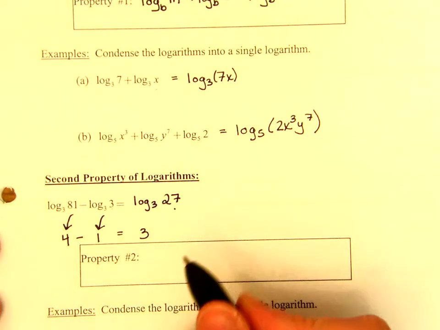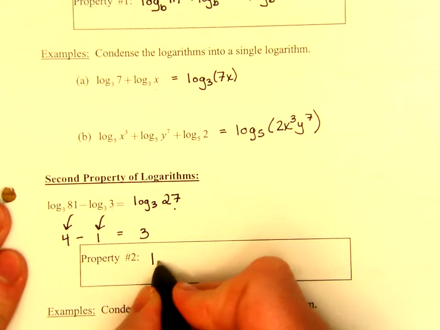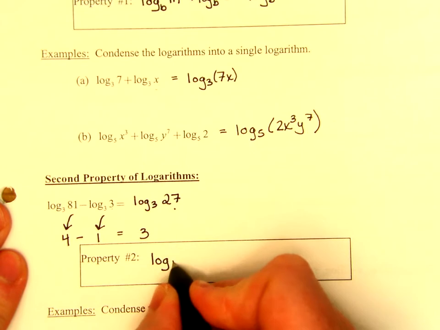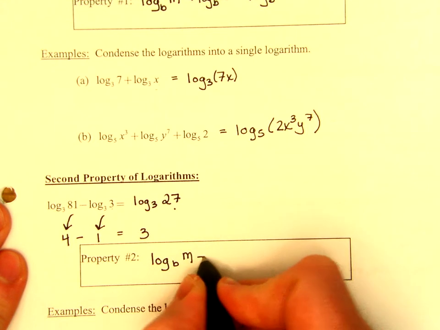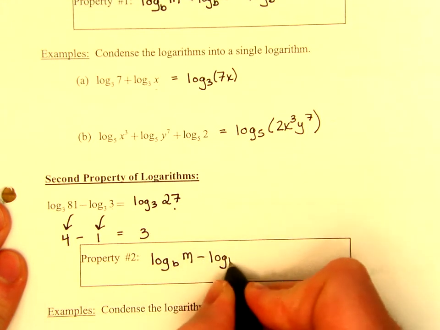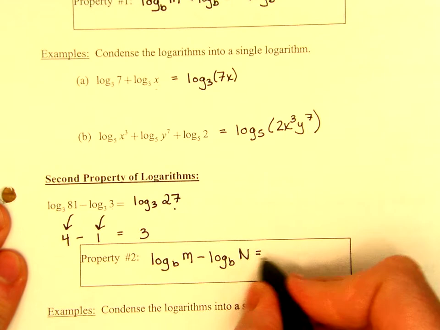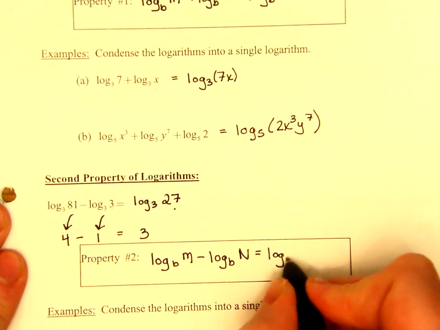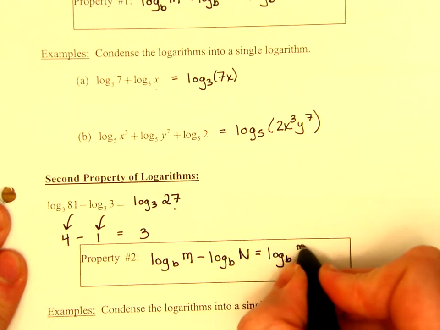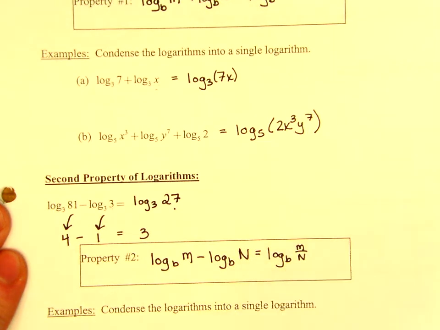We're dividing those numbers. Our second property says if I want to do log base b of m minus log base b of n, when we subtract two logarithms, we divide the stuff inside. So I'm going to get log base b of m over n. I'm going to get a division problem like that. So let's take a look at a couple of examples here.